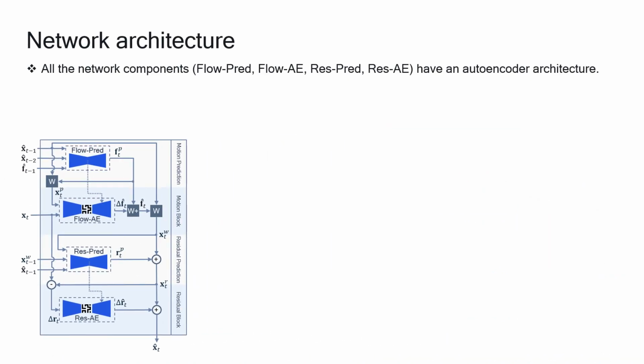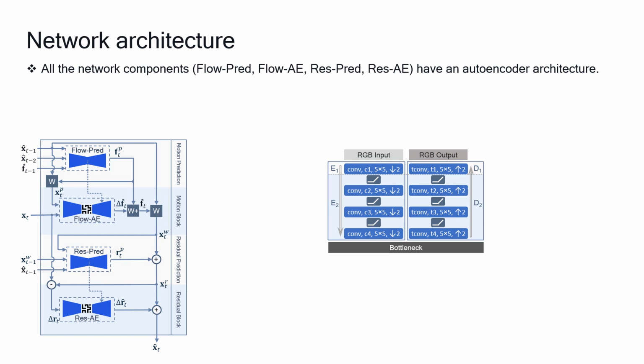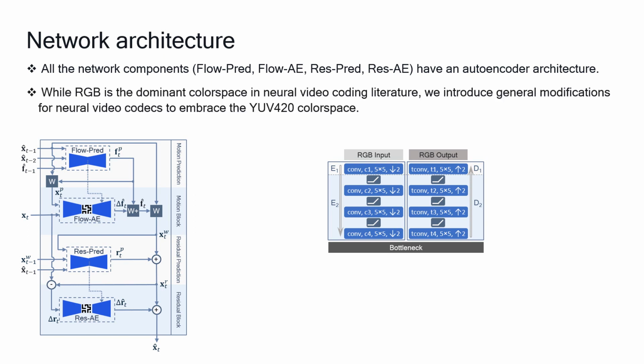The network architecture used here is quite simple, as all the components in the network, including the motion and residual predictors and the motion and residual codecs, follow a simple autoencoder architecture. The default architecture that we use is for the RGB color space, as RGB is the dominant color space in neural video compression, since R, G, and B channels have the same resolution.